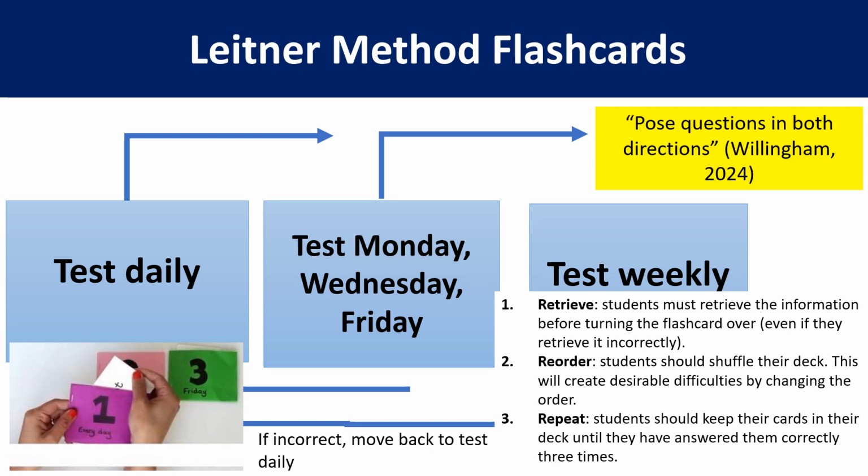And then finally, repeat. You must keep those cards in your deck until you've answered them correctly at least 3 times. And finally, I mentioned this before, but posing questions in both directions is the same as overlapping. It means that your question and your answer need to be varied, so you're encountering that same piece of knowledge in different forms. There is a video at the bottom here if you'd like further instructions on how to use this Leitner method with your flashcards.